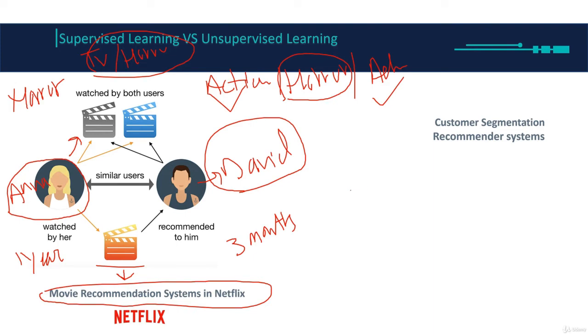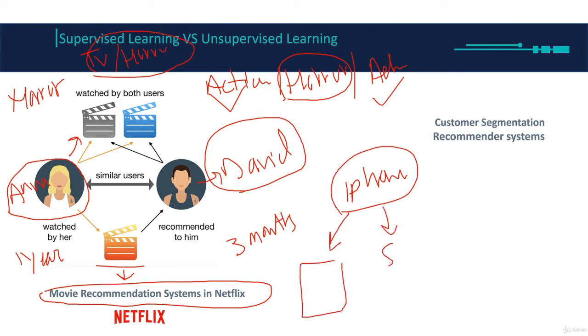Same thing in Amazon. If you buy a new iPhone, they will immediately tell you that most of the people who bought the iPhone also bought a cover, or a screen protector, and a power bank for the iPhone. It's the same thing. Here it was watching behavior, here it was buying behavior. This is the movie recommendation system in Netflix. This is the recommendation engine in Amazon. These are examples of customer segmentation and recommendation systems.